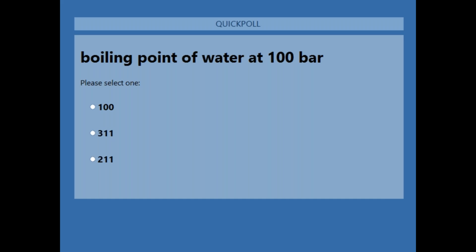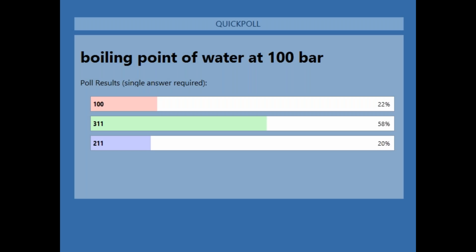I'm closing the polls and sharing the results with you. I'll be finding out from my poll results who those insincere students are, because they have marked the answer as 100 degrees centigrade. So you see, I'm sharing the results. 22% of the class is insincere. They are watching movies and still attempting the polls. And about 58% of the students are sincere.